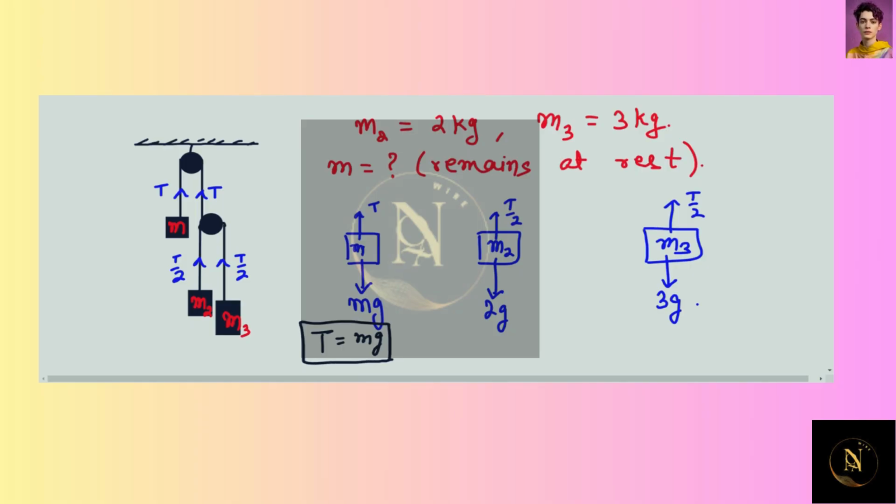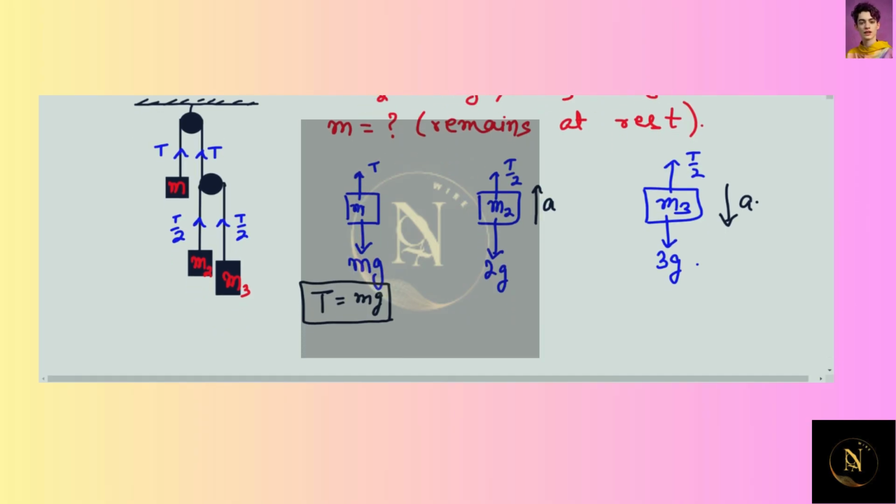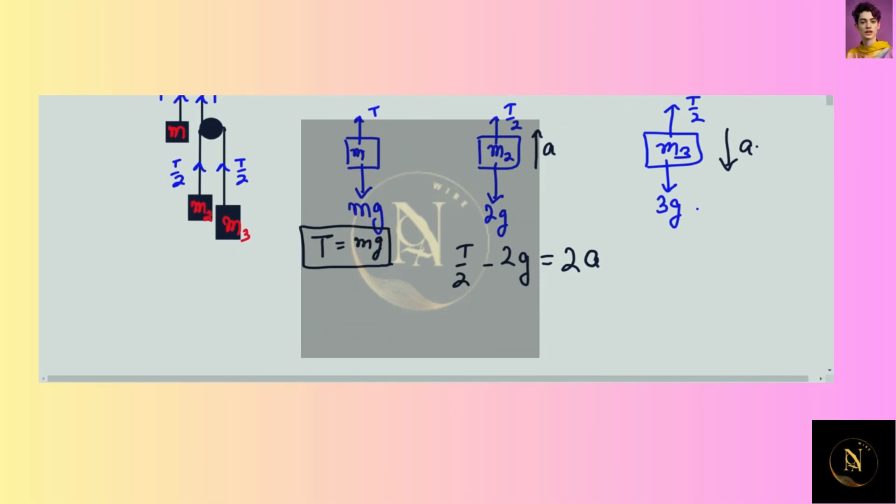And here they may accelerate. So let's say it moves up with acceleration A and it moves down with acceleration A. Now we have to apply Newton's second law to get the equation here. So since it is accelerating, the net force in the upward direction, that will be T by 2 minus 2g, is equal to mass into acceleration, that is 2 times A. Similarly, the equation that we get out of this block 3, using Newton's second law, we get 3g minus T by 2 is equal to 3A.